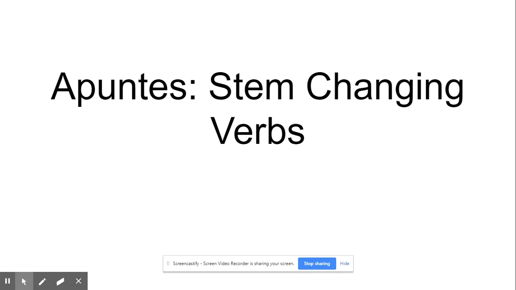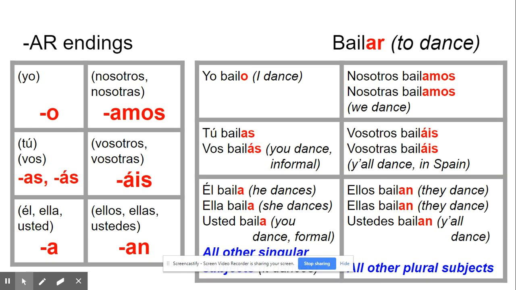So remember, there are three different kinds of verb endings: AR verbs, ER verb endings, and IR verb endings. So let's first look at our AR verb endings. We have 6 different endings in the present tense. Yo ending is o. As is our tú ending, and with the accent mark on the A is our vos ending. A works with él, ella, and usted subjects.